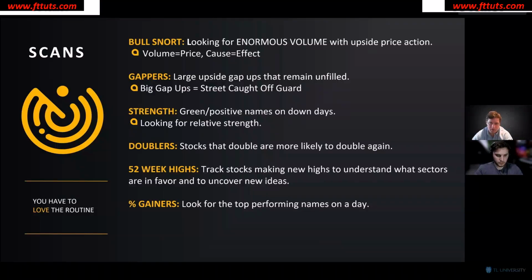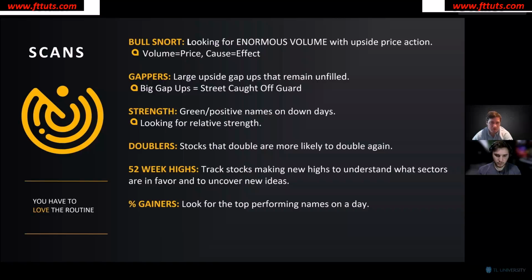First things first is my bull snort scan. In a nutshell, we're looking for enormous volume. I hear people say all the time that volume doesn't matter, blah, blah, blah. I totally disagree with that. I think volume's the key. If I can find a situation where there's enormous volume, oftentimes there's a potential trade there over the next couple of days or weeks. So volume equals price, cause equals effect. If you can find big volume, it can often be the cause for that effective future price advance.